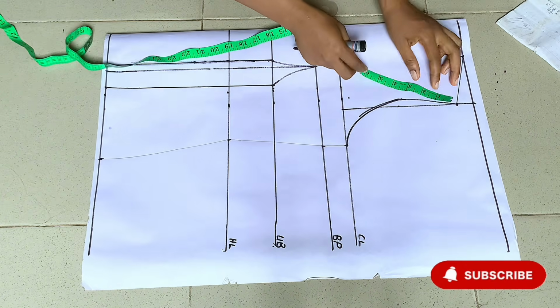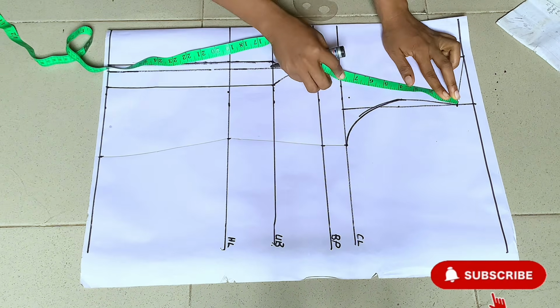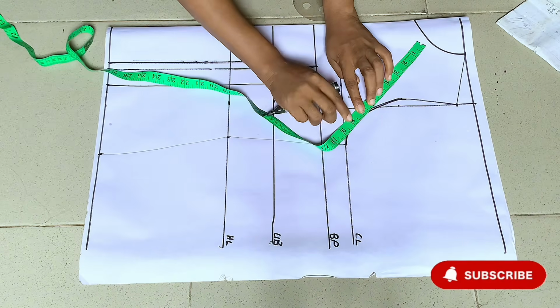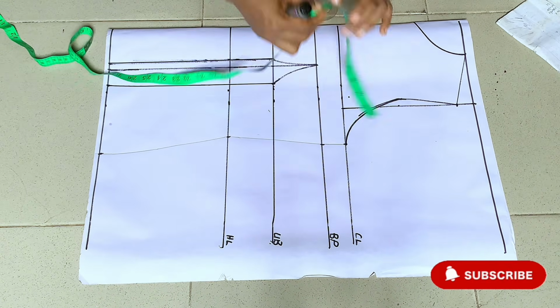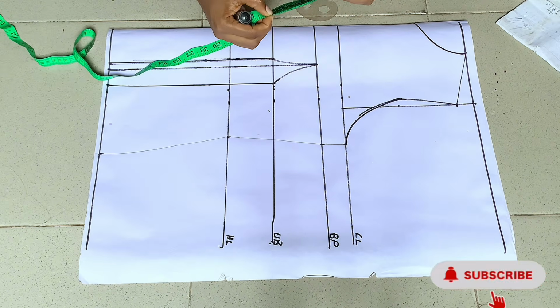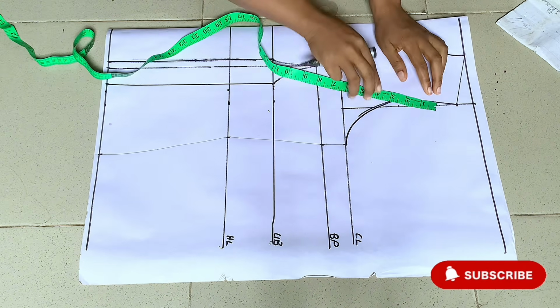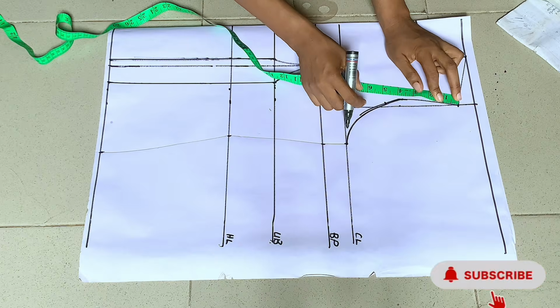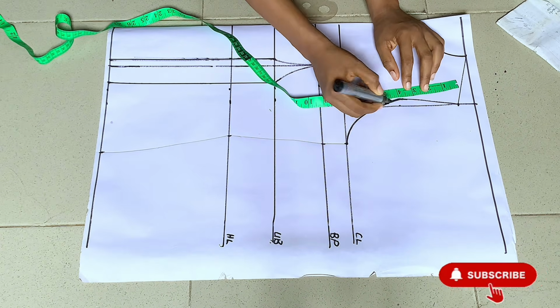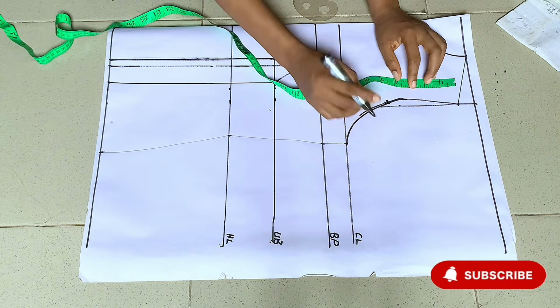After doing that, I went ahead to measure round my armhole. I'm going to measure all the way around my armhole. This is for us to get our princess cut. Measure it, and whatever you have, divide it by 2, and then mark the measurement on your armhole.